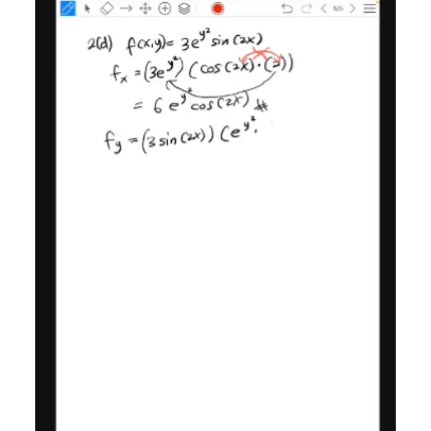What's more is you only have to multiply with the differentiation of the power. Okay, now you have y to the power of 2, right? You differentiate y to the power of 2, you'll get 2y. Just multiply with the exponent just now. Okay, so this 2y can be multiplied with 3. So you will have 6y exponent y to the power of 2 sine 2x.